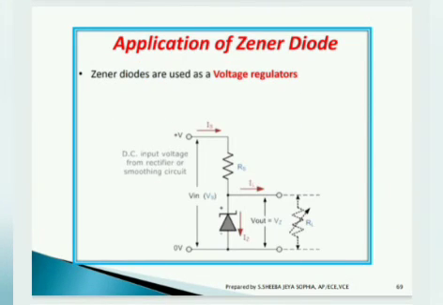Regarding the applications of the Zener diode, it is majorly implemented as a voltage regulator. As you can see here, this is used to regulate the voltage, that is the DC input voltage for the rectifier or smoothing circuit, and so it optimizes the circuit to work promptly.